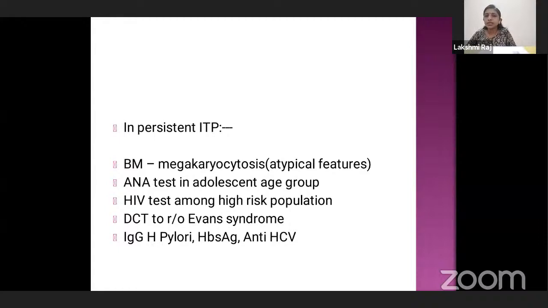Then immunoglobulin G, that is ELISA test to identify if there is an H. pylori infection, if there is HBsAg, if the child is HBsAg positive or anti-HCV antibody. So in hepatitis C, hepatitis B, and also H. pylori infection, there can be chronic or persistent ITP. These are secondary causes for ITP. So we have to rule out that also.